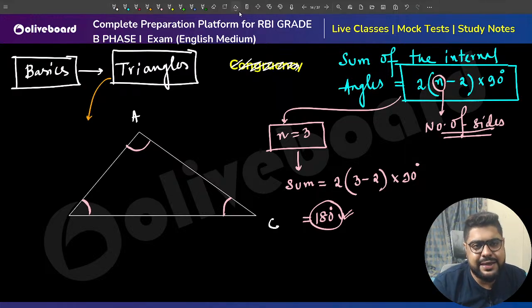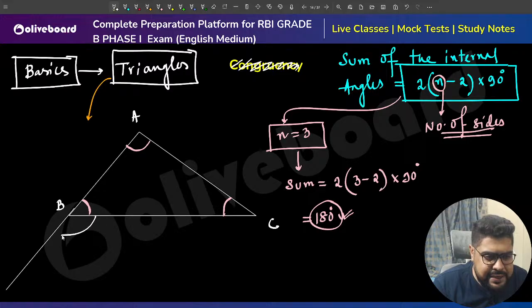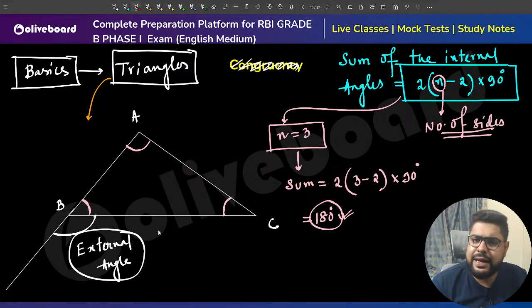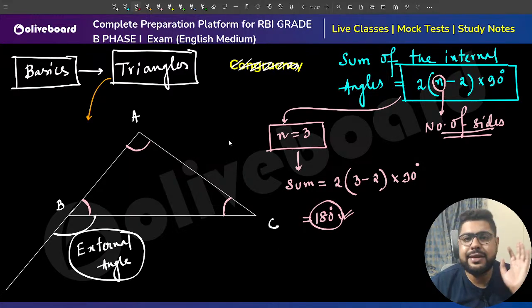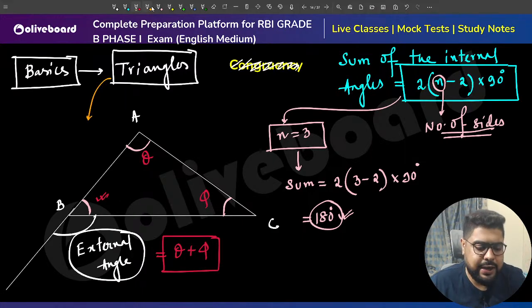If we extend any of the sides of any triangle, so let's say this is B, this is called the external angle. An external angle of every triangle will always be the sum of the two opposite internal angles. See, if I say this is theta and this is phi, then this external angle will always be theta plus phi. Do not take this up. Okay?